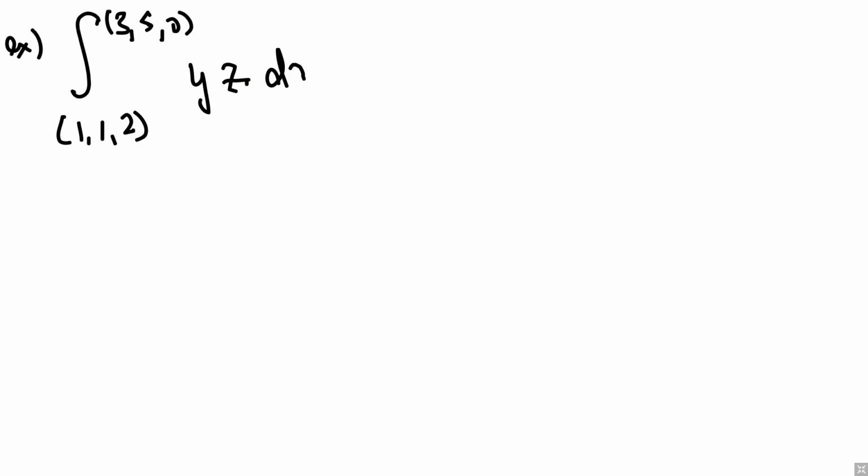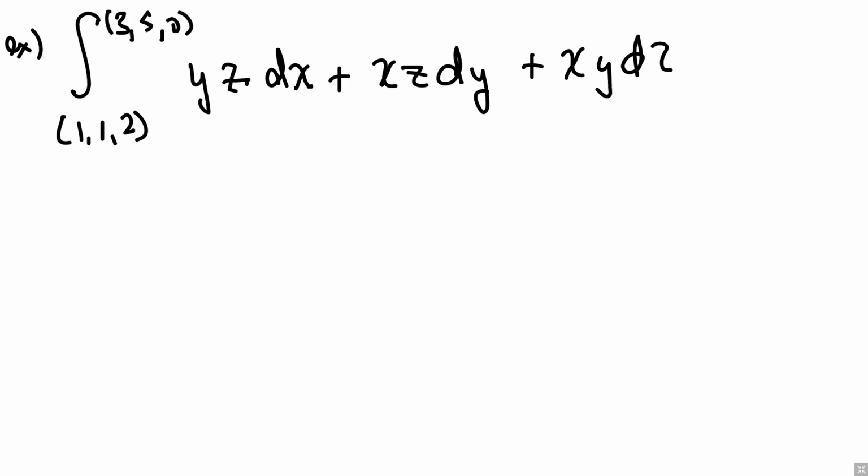All right, so our next example says show that the differential form in the integral is exact, then evaluate the integral. So in this example, we're looking at the integral from (1, 2, 3) to (5, 0, 2) of yz dx plus xz dy plus xy dz.